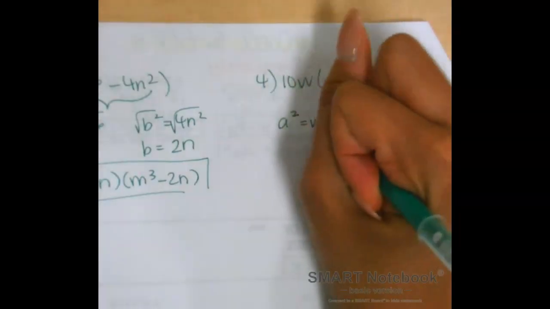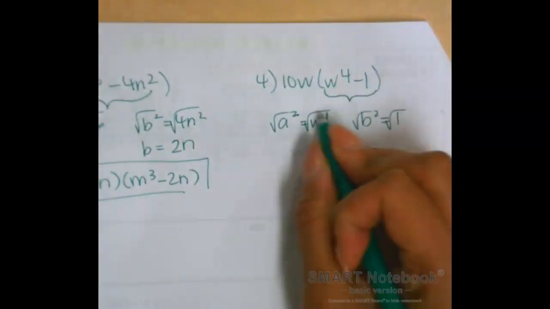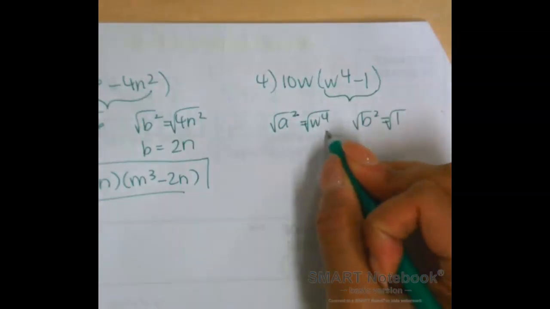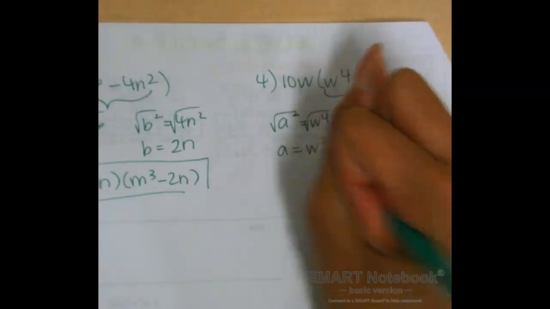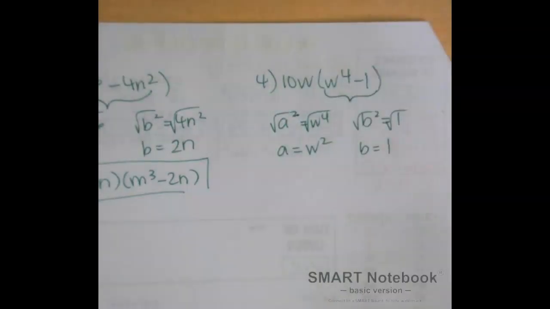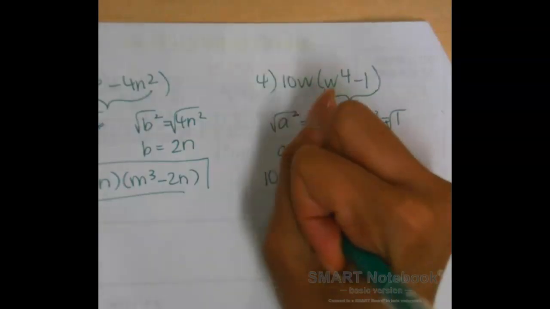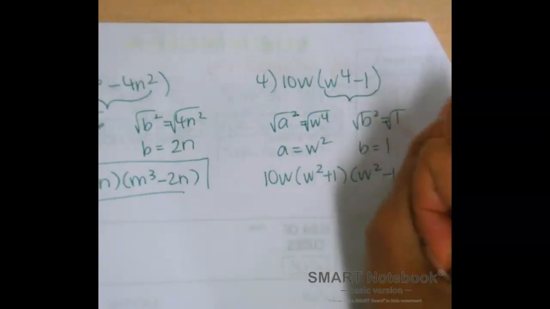For this guy in the parentheses, you should have simplified a squared is equal to w to the fourth. b squared is equal to 1. I'm going to square root. So for instance, for this one, w to the fourth power, if you have 4 w's, what happens when you simplify? How many do you have? w squared. And then the square root of 1? Just 1. So let me write this out. I'm going to have 10w, parentheses, w squared plus 1, w squared minus 1.